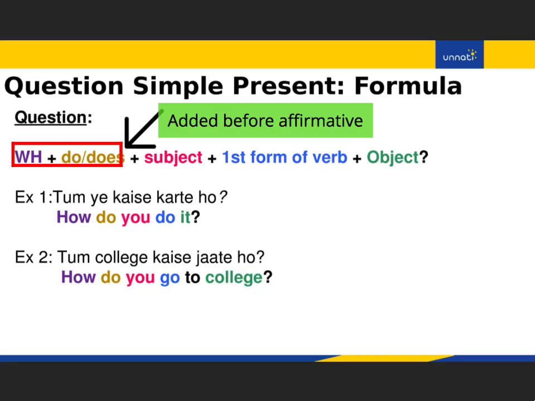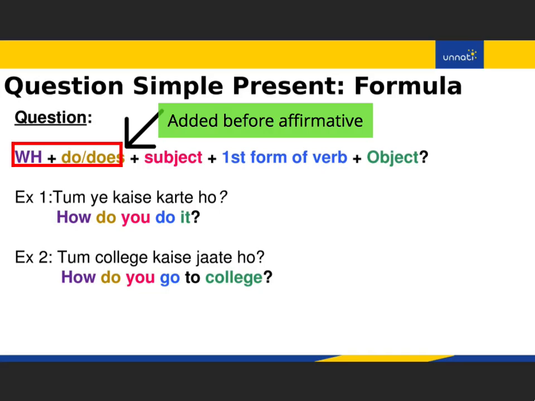Right? So first we have the WH word, which is the question word, like which, what, how, where. Then we have the do or does, plus the subject, plus the verb, plus the object. So let us look at the examples.